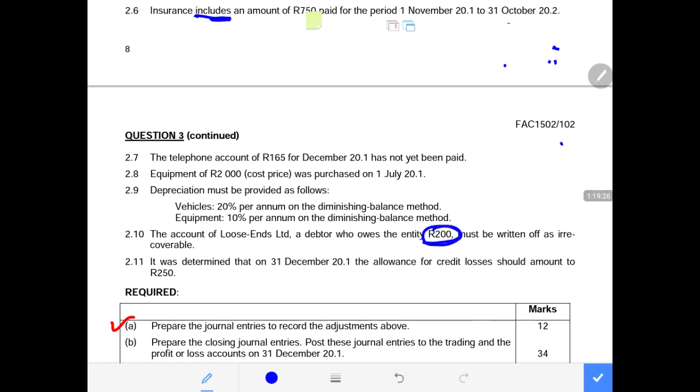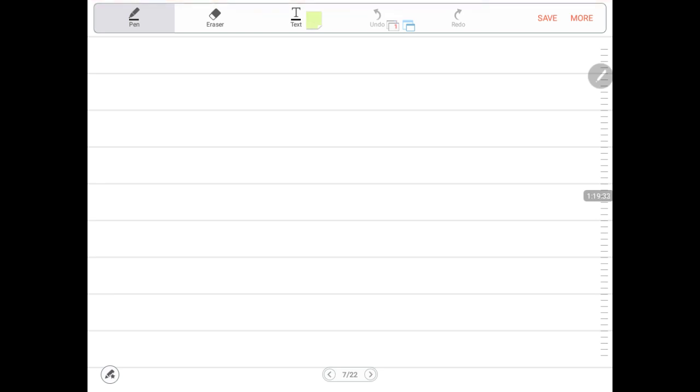The customer who does not pay his account and has been declared insolvent and is irrecoverable, meaning there's no way we can recover this amount. It's been declared by the court of law as insolvent. Then we debit our bad debt, which is adjustment 2.10. We debit our credit loss. Remember, the words credit loss and bad debts are the same. So either we say credit loss or bad debts, it doesn't matter.